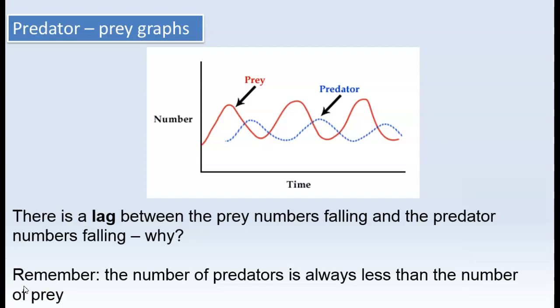Why do you think there might be a lag at that point there? Have a little think, pause the video, and then I'll give you the answer in a second.